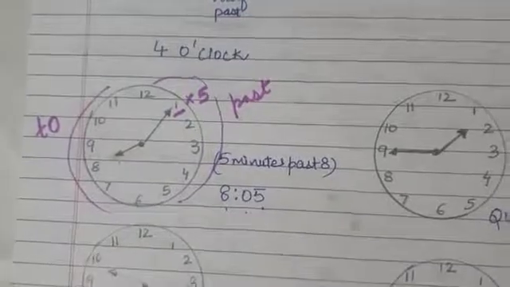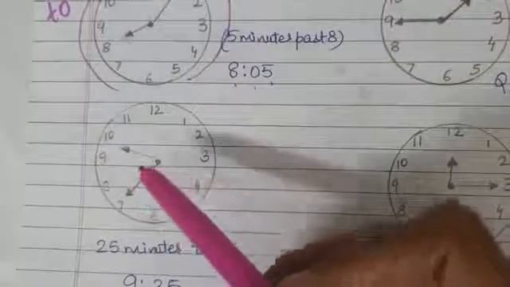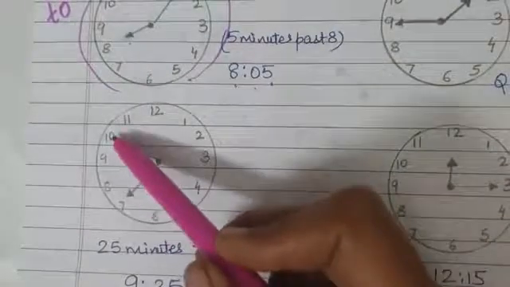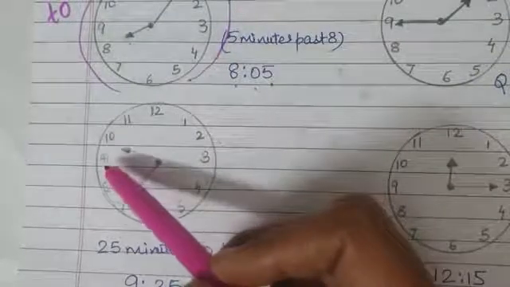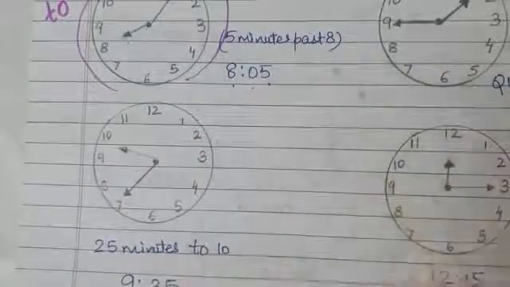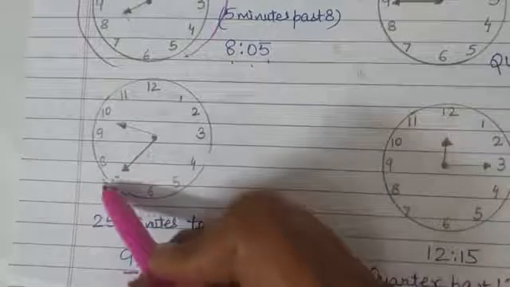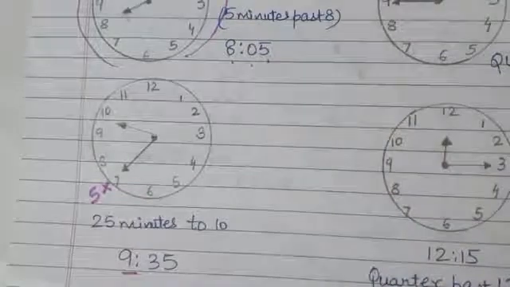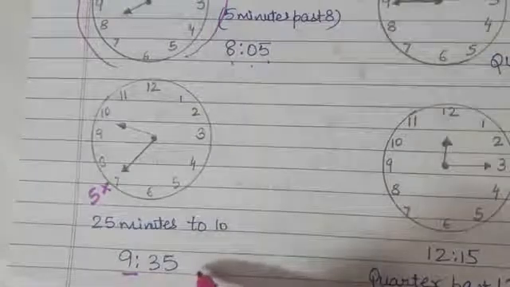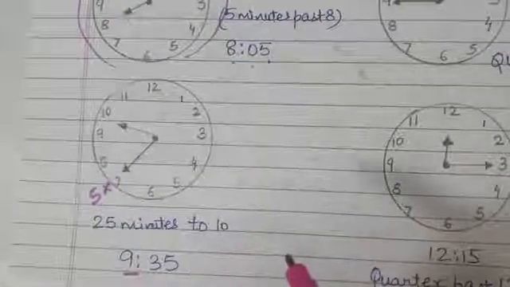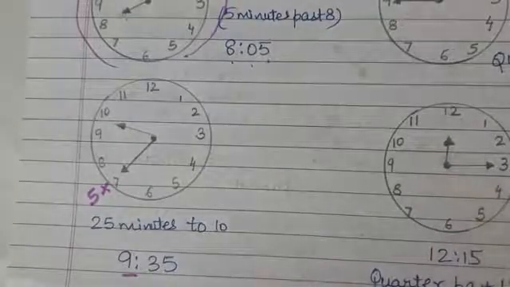Now, next is, see here, the hour hand is in between 9 and 10. And out of 9 and 10, which is smaller? 9. So 9, and the minute hand is at 7. So 7 into 5, that is 35. So how will you read it? 9:35.